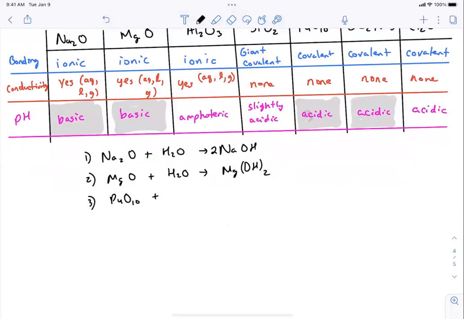P4O10 or P2O5 reacts with water to form an acid, namely H3PO4. I believe it's 6 and 4, yeah, correct balancing. So yeah, you do need to know these reactions. They are going to expect them. Yes, Mateo?